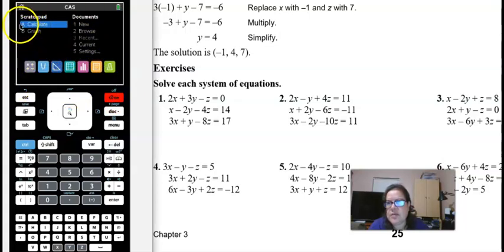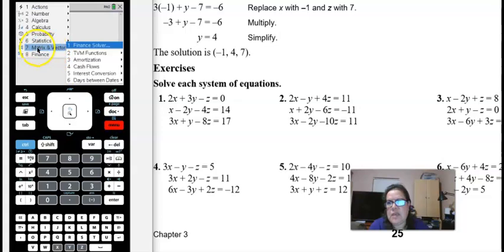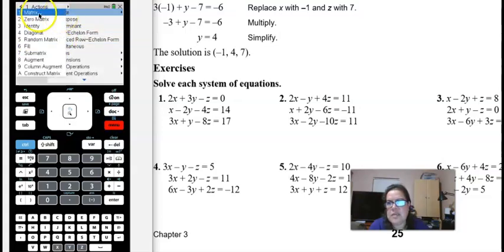So you either press letter A, or you just press this button for the calculate feature. So I need to set this up as a matrix. That's the first thing you're going to do. For a system of equations, you can set up a matrix really easily by going to menu. And if you notice, matrix is number 7, and I need to create a matrix.